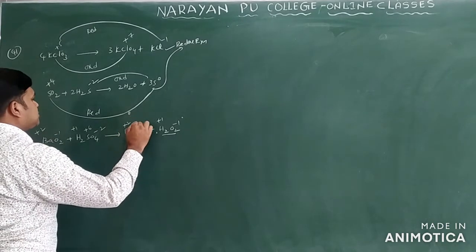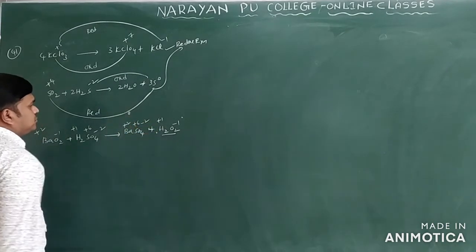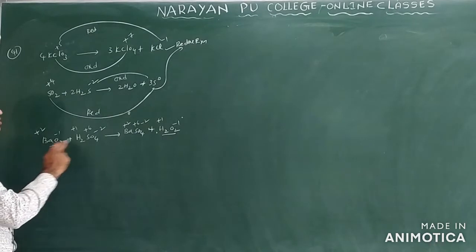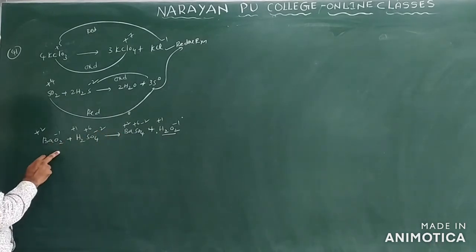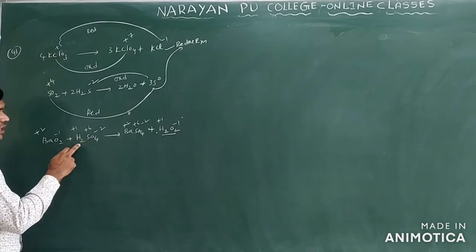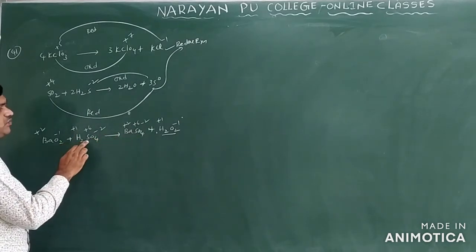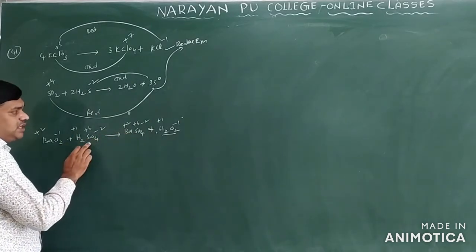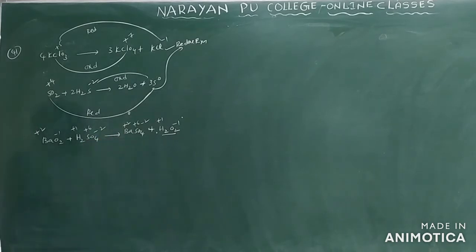Here Ba plus 2, sulfur plus 6, oxygen minus 2. You can say barium plus 2, plus 2. Oxygen in the case of peroxide, minus 1, minus 1. Hydrogen here plus 1. Sulfur plus 6 here, sulfur plus 6. Oxygen minus 2 here also. Oxygen minus 2. So in this case, there is no increasing oxidation number, there is no decreasing oxidation number.